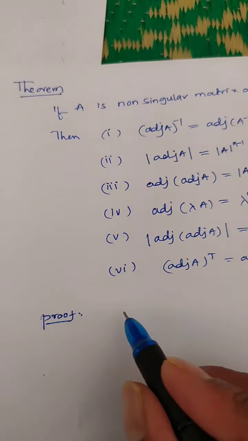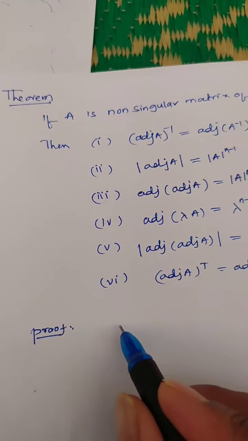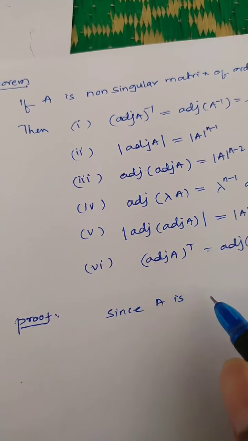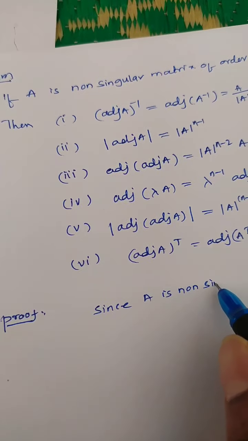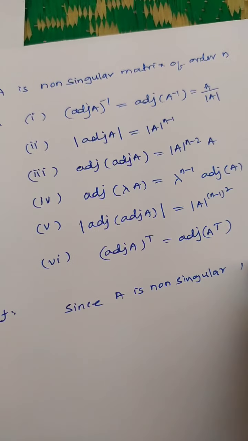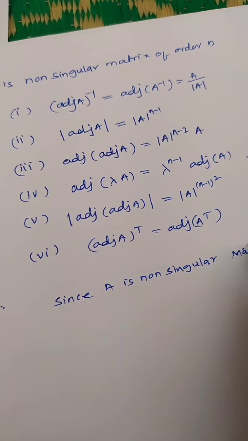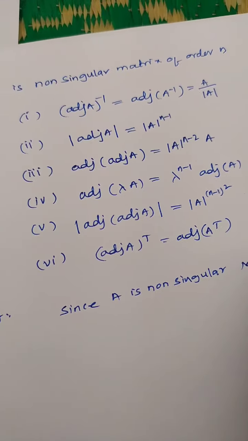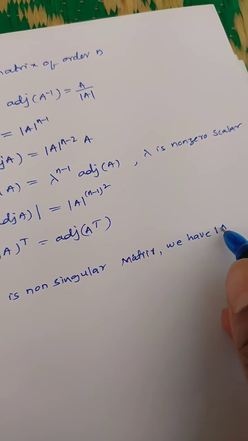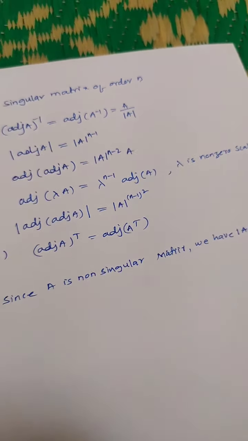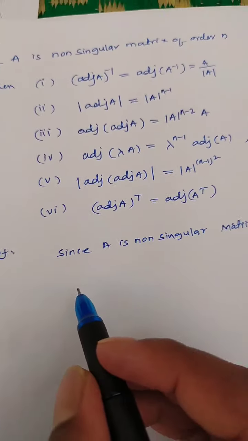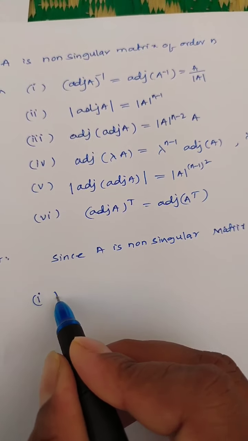So here I am using the given statement. Since A is non-singular, already it is given, A is a non-singular matrix, so we have det A not equal to 0. Why? Because it is a non-singular matrix. Now I am going to prove the first one.